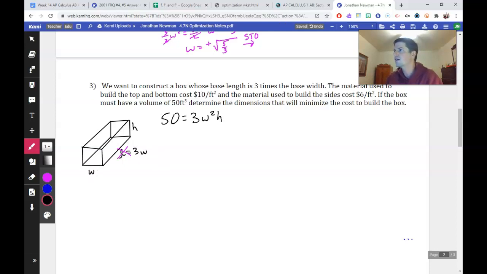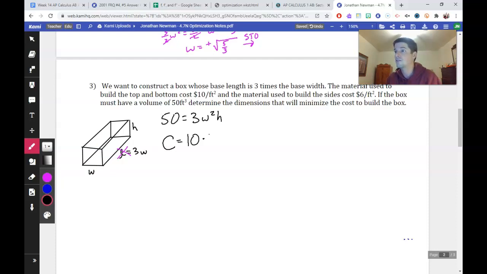The other one is the cost of the box. So we need to figure out the cost. And notice the cost is based on the surface area because it talks about $10 for the top and bottom and $6 for all the sides. So we need to do a little bit of thinking here. Let's do the $10 first. So it's $10 per square foot on the bottom and the top. And you can see here the bottom is going to be W times 3W, and the top is also going to be W times 3W.